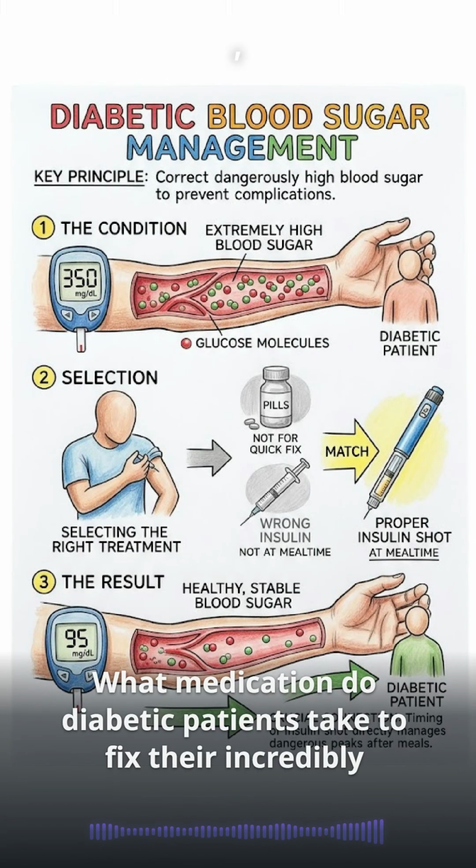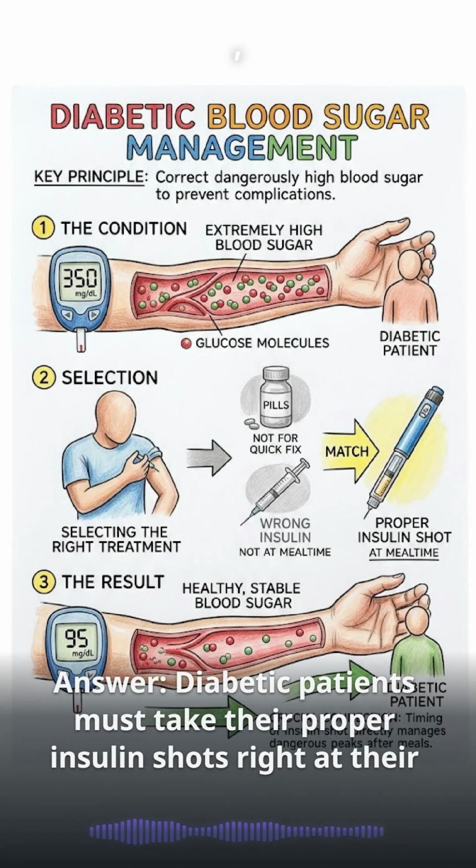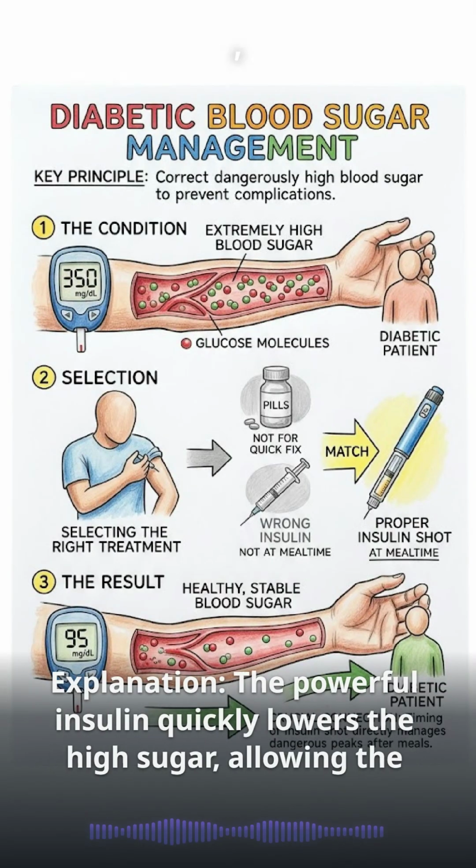75. What medication do diabetic patients take to fix their incredibly dangerous high blood sugar? Diabetic patients must take their proper insulin shots right at their daily feeding times. The powerful insulin quickly lowers the high sugar, allowing the broken wound to close.